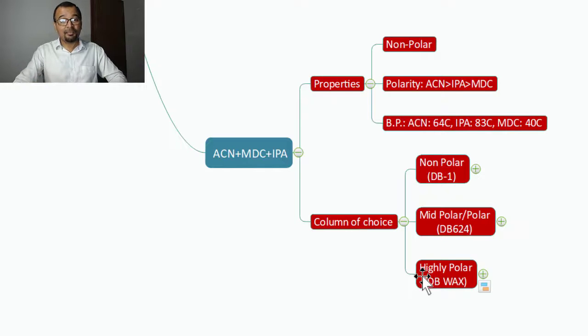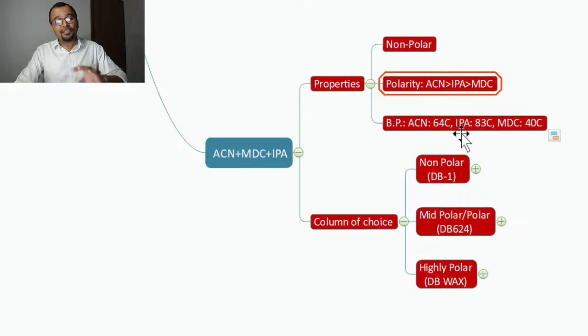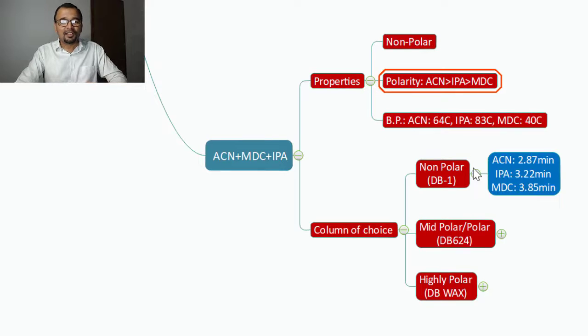So you can say that based onto this polarity range, MDC will have the higher retention time, being highly non-polar as compared to the rest of the two solvents, and ACN being highly polar can have the least retention time, and IPA must come in between these two. So let us understand what is happening practically. Can you see practically the same thing happening over here? IPA is getting eluted in between the ACN and MDC.